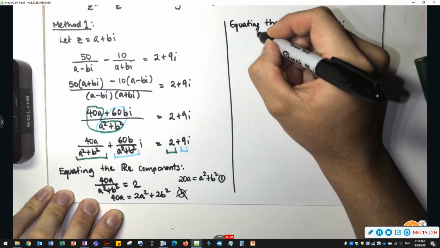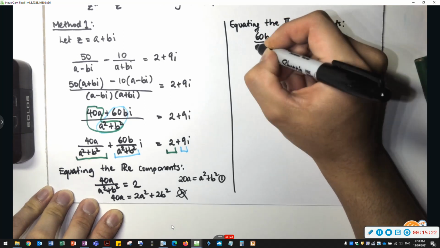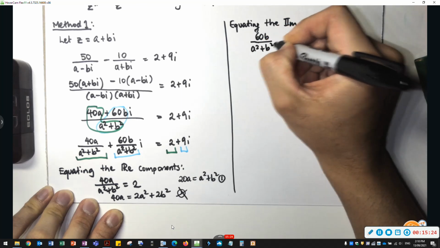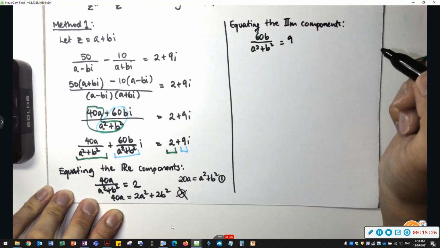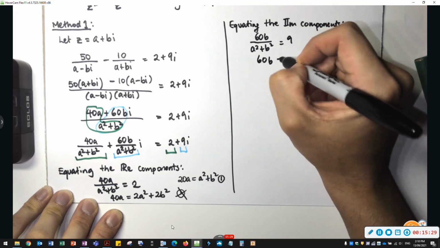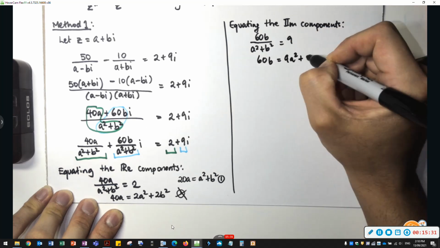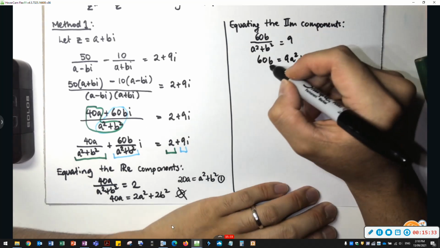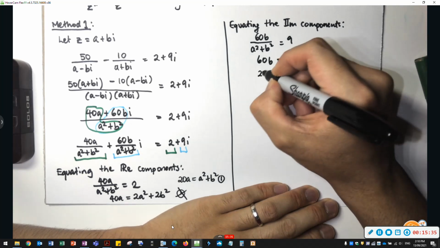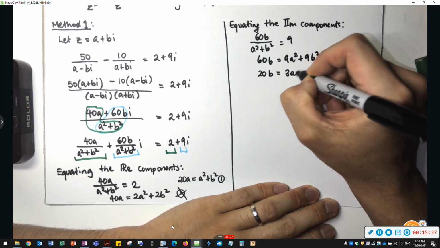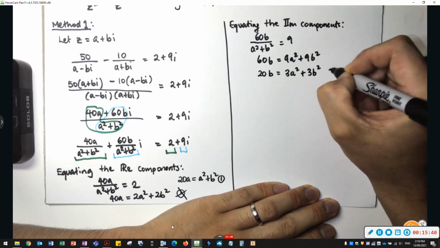I'm going to get 60b over a squared plus b squared equals 9. 60b equals 9a squared plus 9b squared. Divide both sides by 3. 20b equals 3a squared plus 3b squared. This is equation 2.